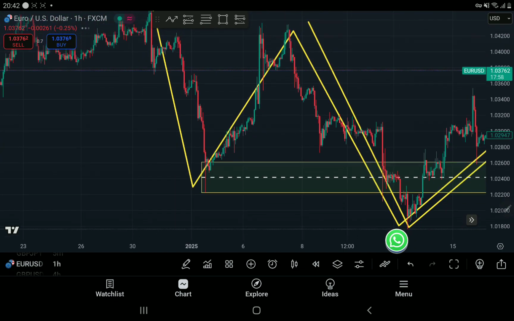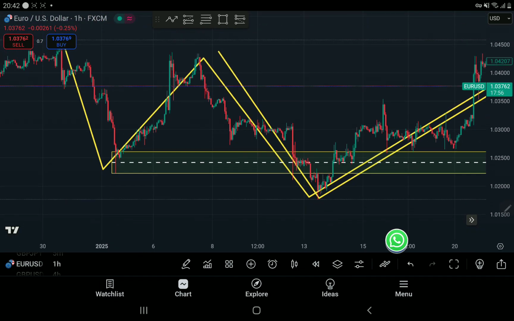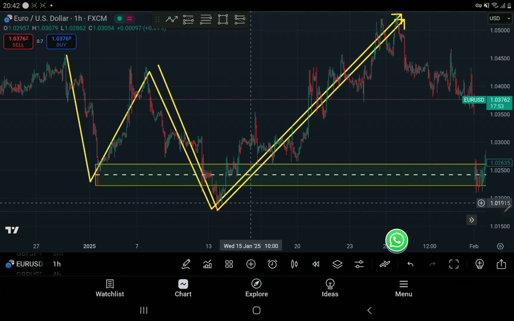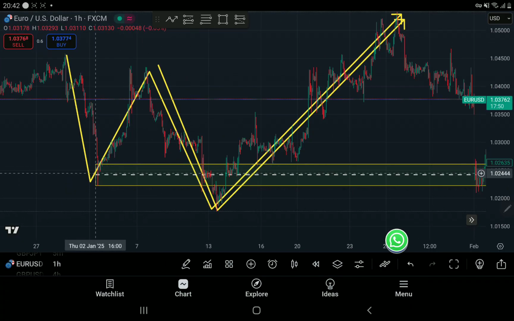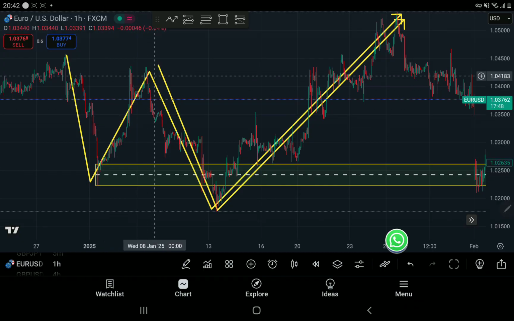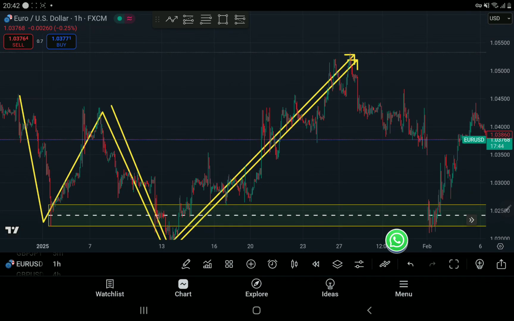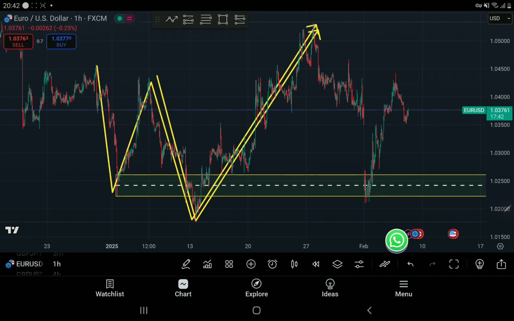Now what is the rule here, and what are we looking forward to here? You see this rectangle, this base here, this move cleared it down and formed a higher high. The rule is that when we are going to come back into this rectangle here, we are going to buy from it. It's as simple as ABCD. That is how it works, and that is how it is. You get what I'm saying?